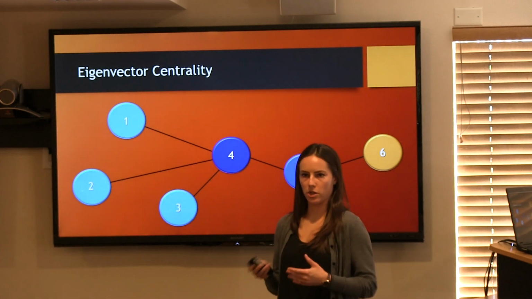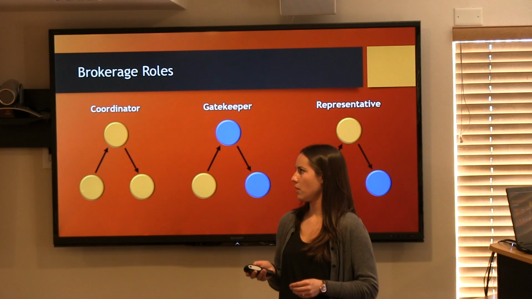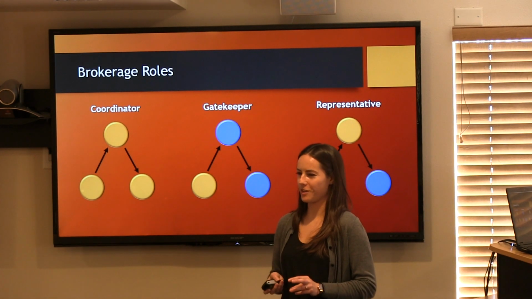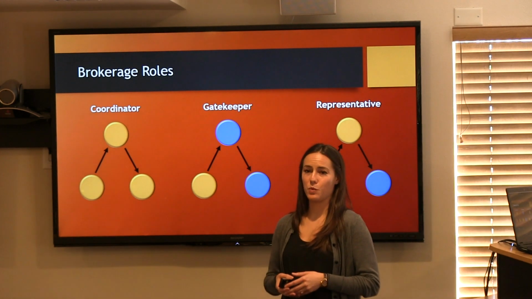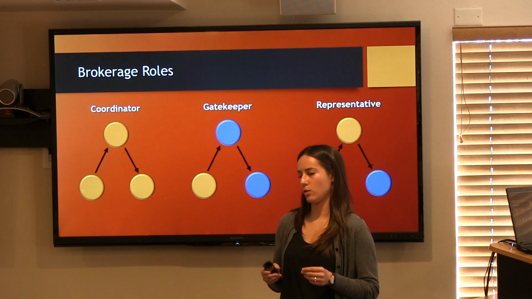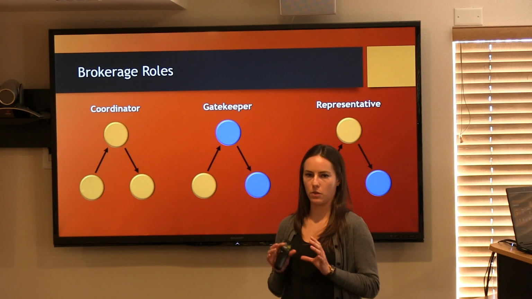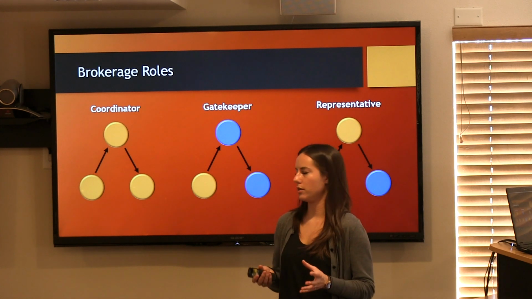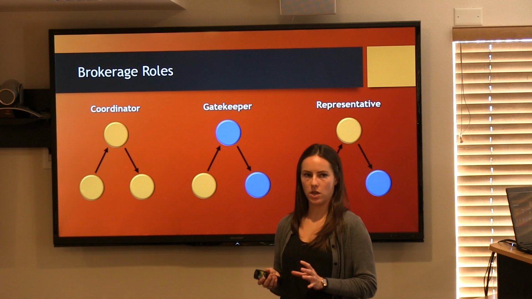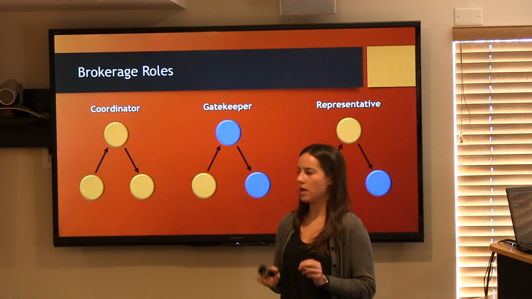So hopefully that helps, but I'll explain it more in context when we get to the results. The third and final function I'll be talking about today is brokerage roles, which measures the type of position or role that a node will play in a relationship between 3 actors, which we can call a triad. There are 5 different kinds of brokerage functions that an actor could play.